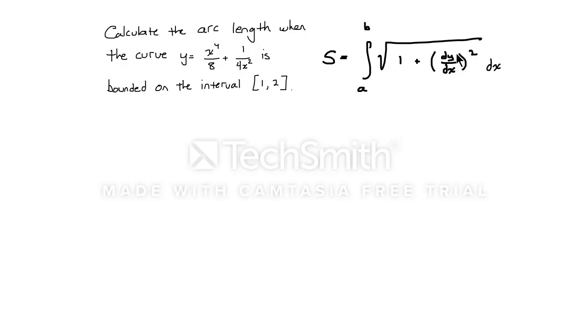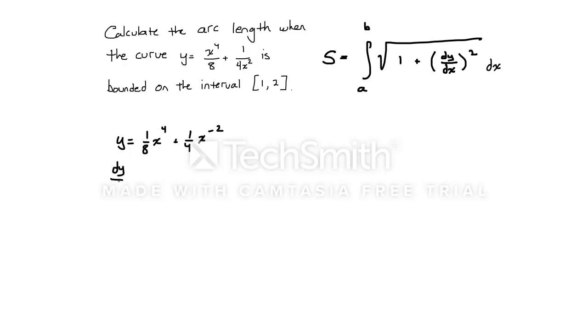So since the formula calls for dy/dx squared inside of a square root that itself is having the integral taken, we may want to think about calculating dy/dx separately before plugging it into this formula. So if y equals x to the fourth over 8 plus 1 over 4x squared, to take the derivative, I might want to make it easier on myself and express it as 1/8 x to the fourth plus 1/4 x to the negative 2. That makes it easier to use the power rule.